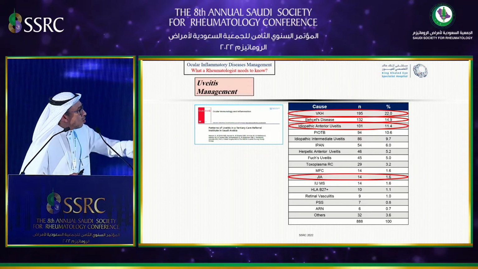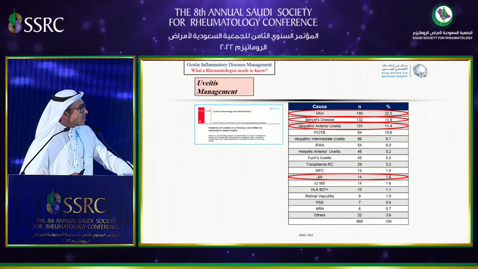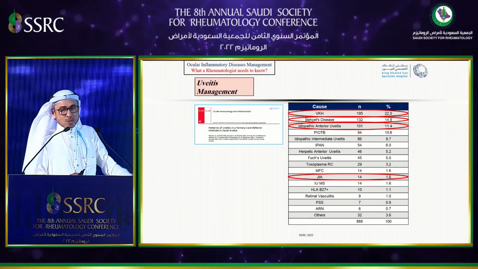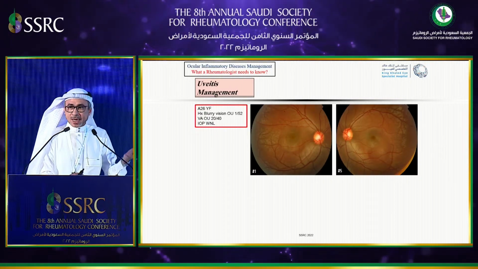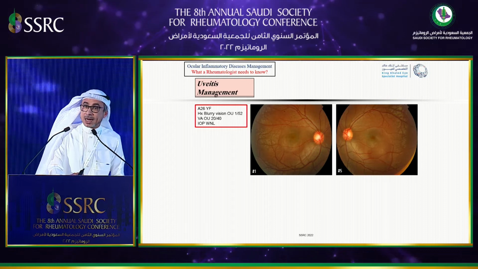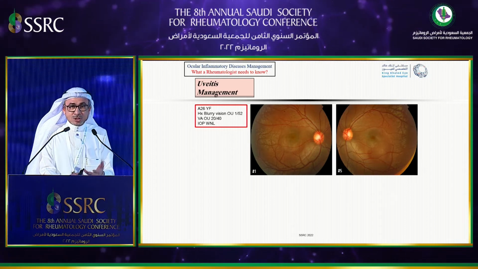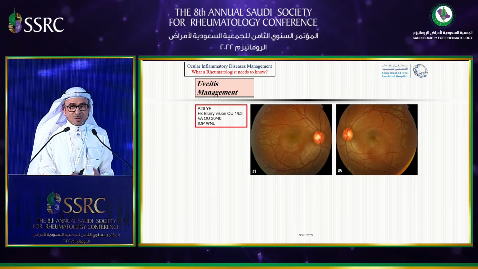And when you are looking at juvenile idiopathic arthritis associated uveitis, it is almost 1.6%, followed by HLA-B27. I'm going to show you some cases that we see in reality, and that might not be seen when you have a patient with a certain disease.